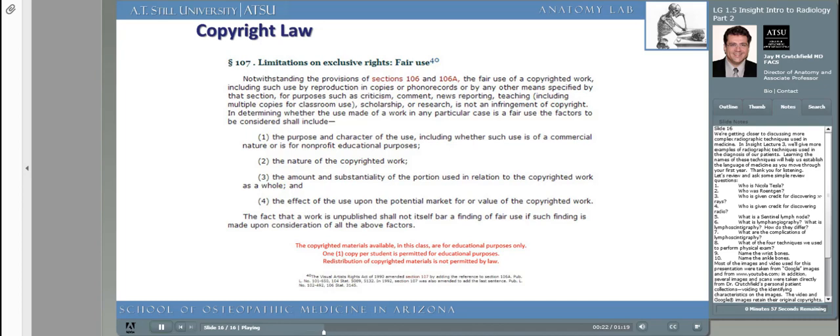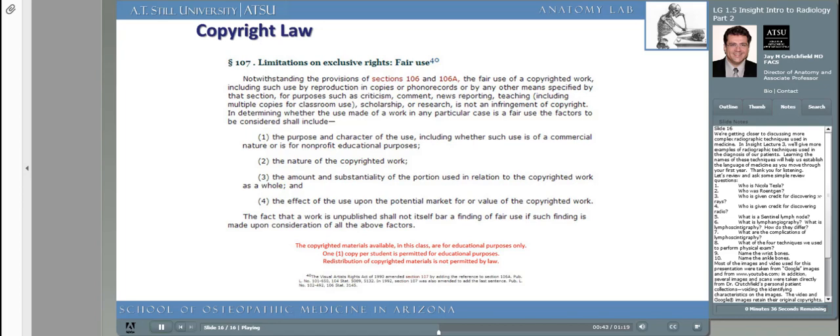Let's review and ask some simple review questions. Number 1, who's Nikola Tesla? Number 2, who is Röntgen? Number 3, who is given credit for discovering X-rays? Number 4, who is given credit for discovering radio? Number 5, what is a sentinel lymph node?